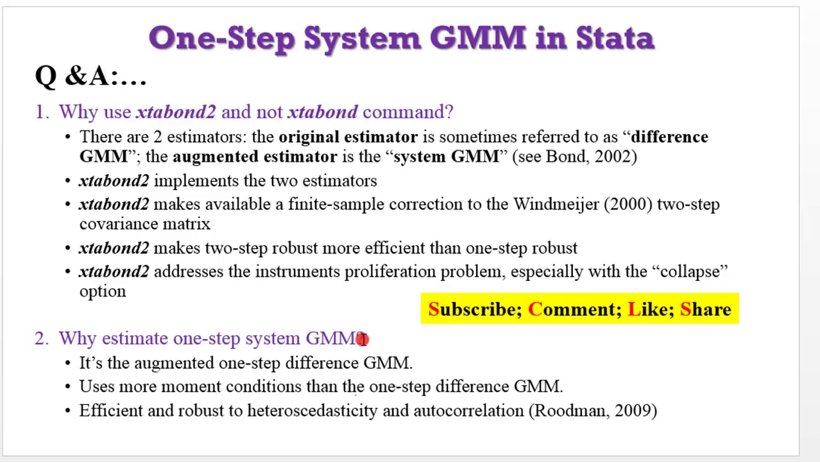So why do you estimate a one-step system GMM? Remember, it is simply the augmented one-step difference GMM. It uses more moment conditions than the one-step difference GMM. It is also efficient and robust to heteroscedasticity and autocorrelation.